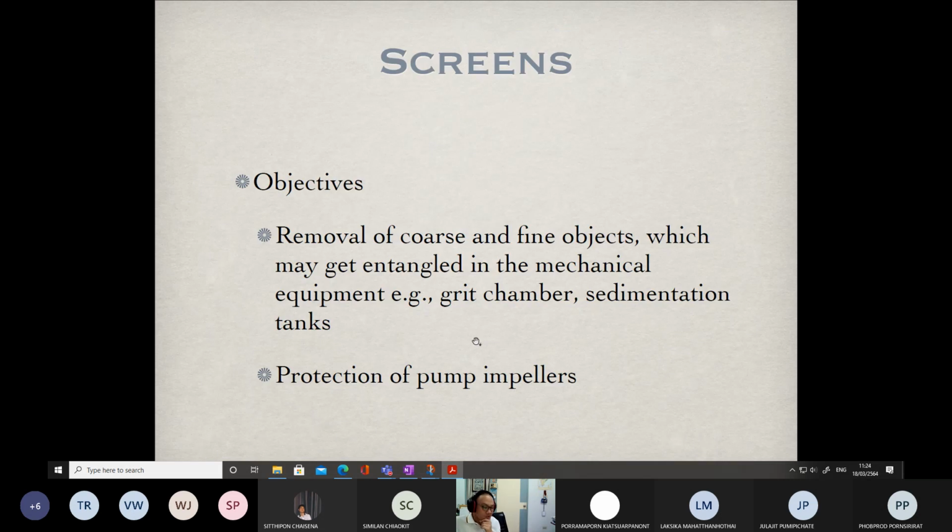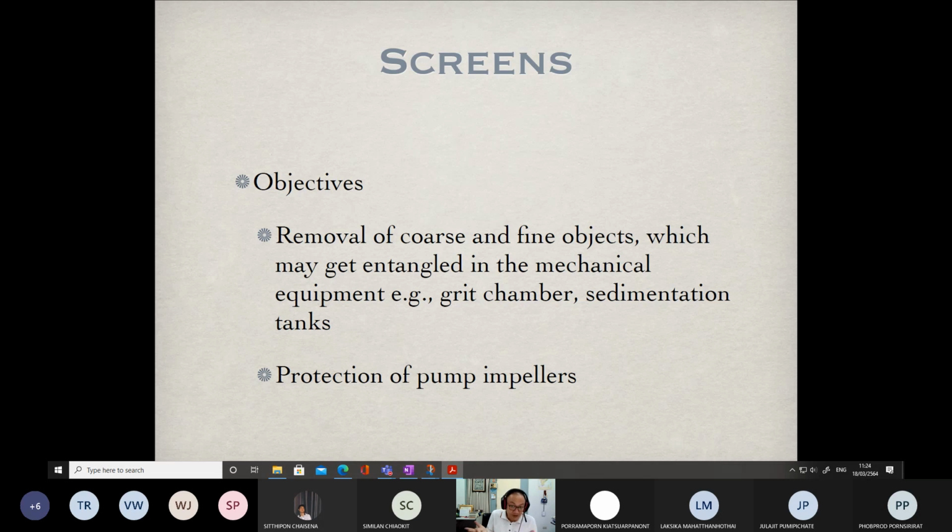Okay, so we move to the first unit operation, which is installed everywhere in both water and wastewater treatment plants. The objective of the screens is to remove coarse and even fine objects. These objects get entangled in the mechanical equipment if we don't remove them. Just imagine sand or gravel getting into the pump's impeller; it may cause damage.